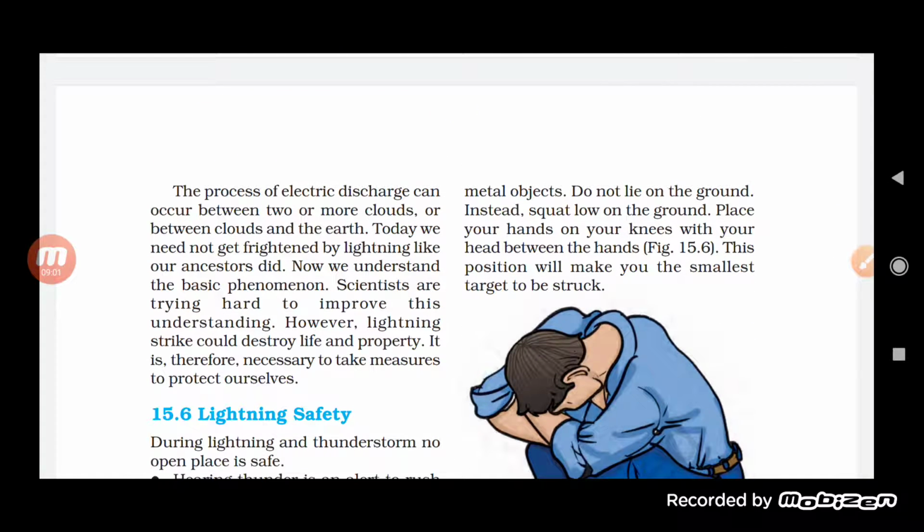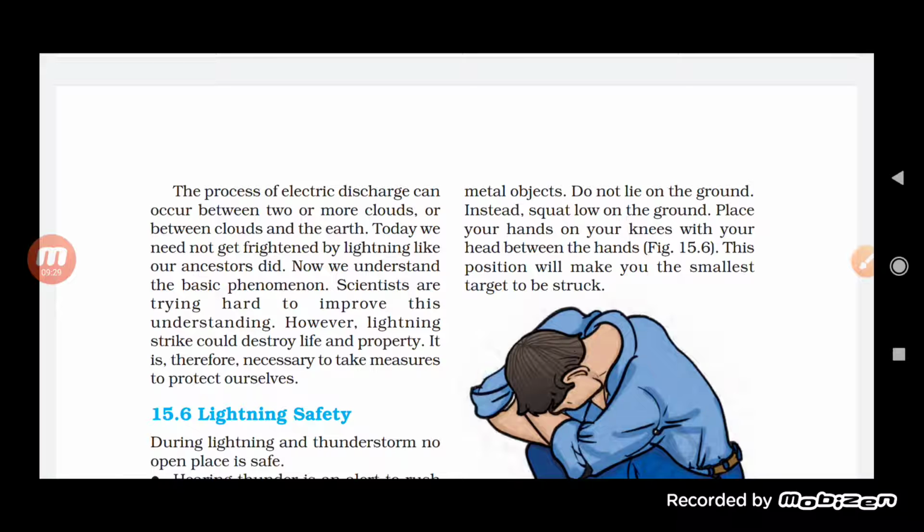Now the process of electric discharge can occur between two or more clouds also. Yes, two or more clouds can interact with each other, or between the cloud and the earth, there also the electric discharge can occur between positive and negative charges, and due to this the lightning can be seen.